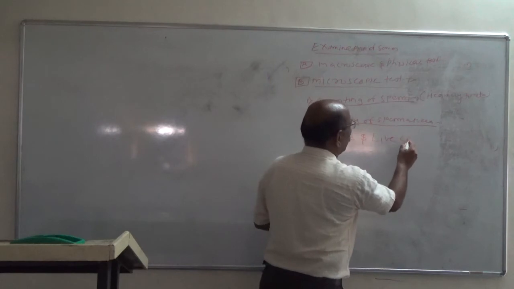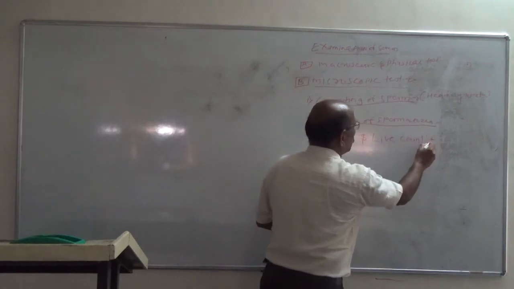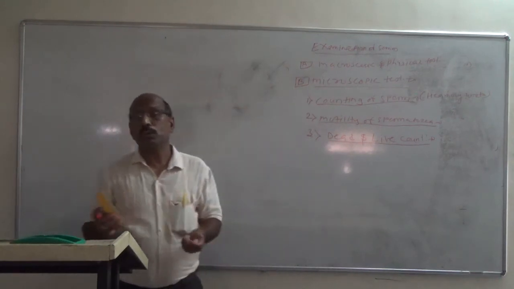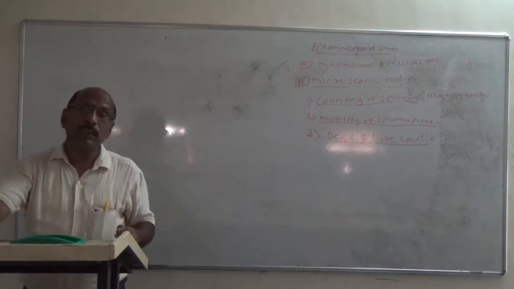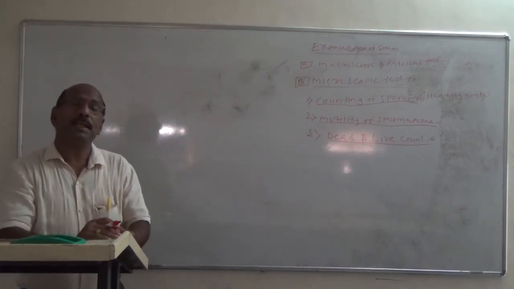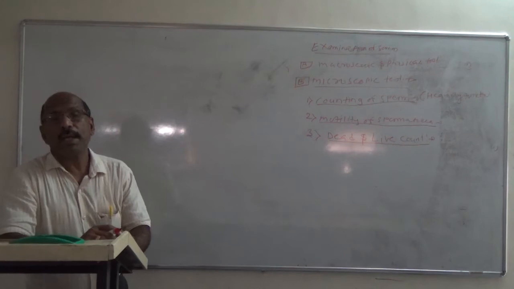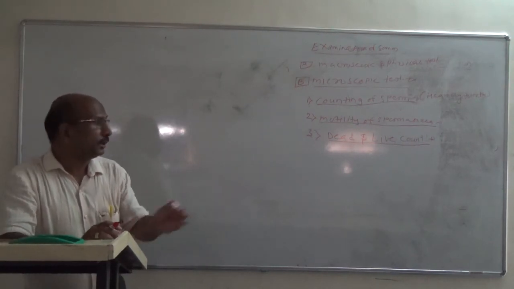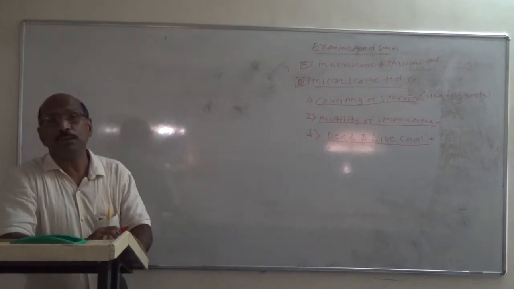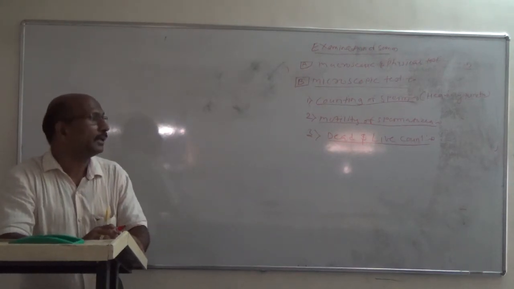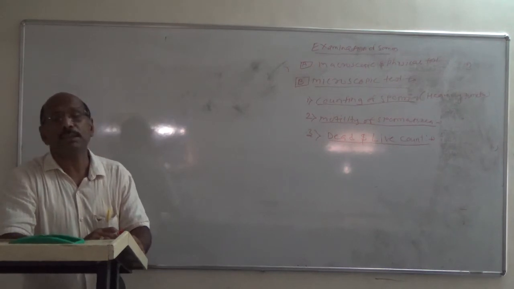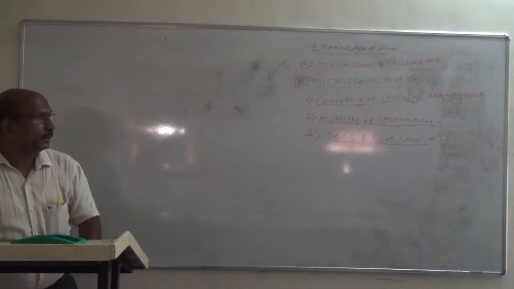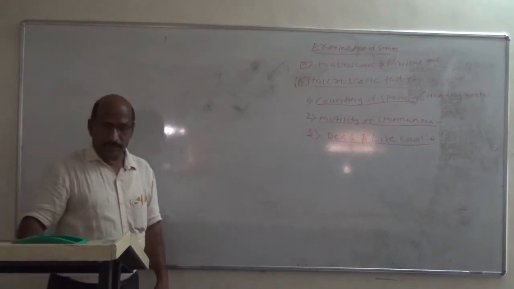Third, dead and live counts. Semen contains millions of sperms, and out of these some sperms are also dead. So in semen, how many sperms are dead and how many are live can be examined.